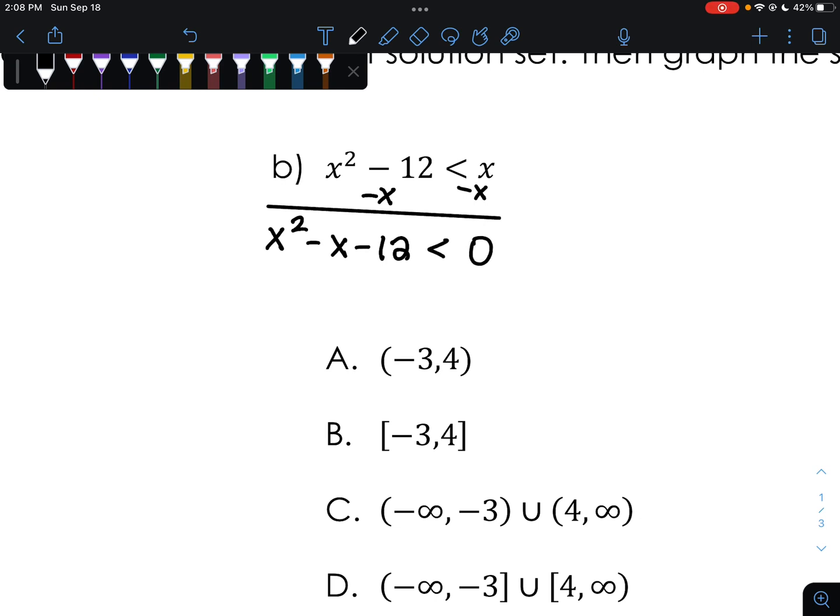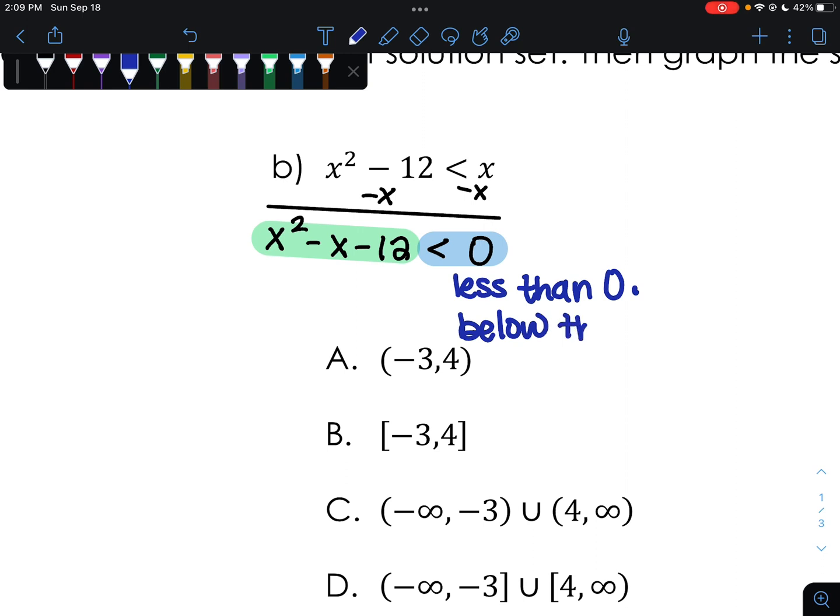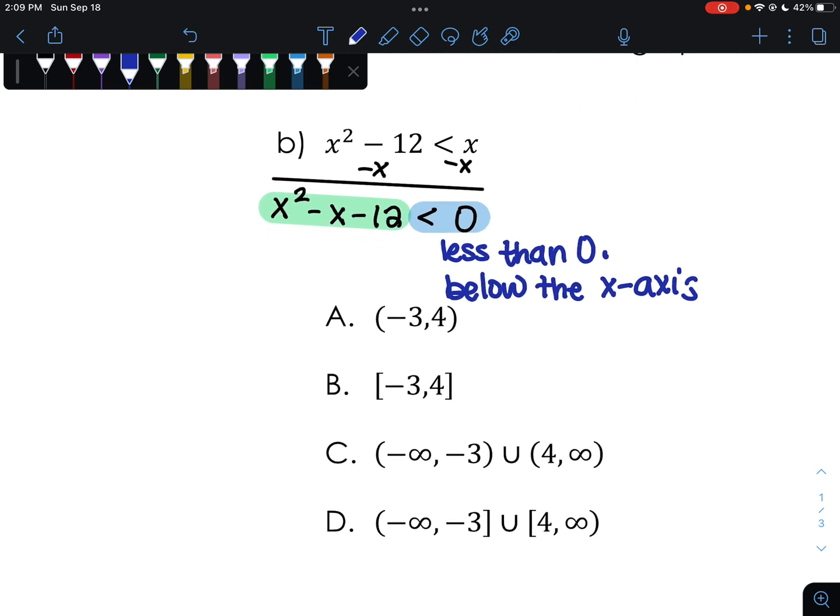So what I need to do now is graph my polynomial function right here and see what is less than 0. So again, this is less than 0, which means I'm looking for stuff that is below the x-axis. Since it's also less than, again, I can eliminate anything with brackets because less than goes with parentheses. So I can eliminate answer choice B and answer choice D. So now again, I have a 50-50 chance.